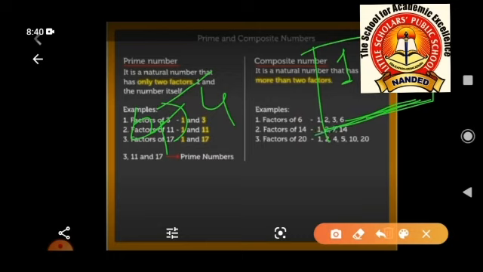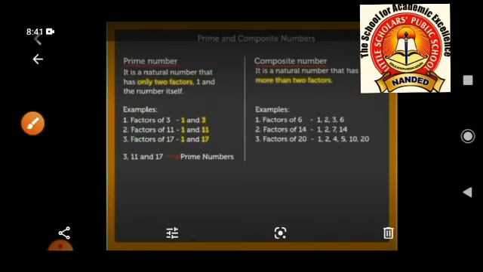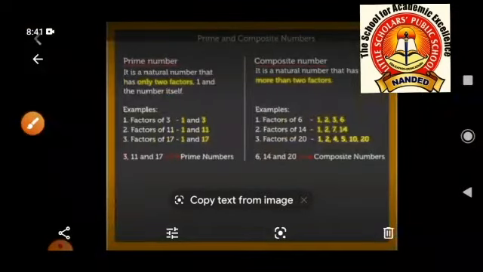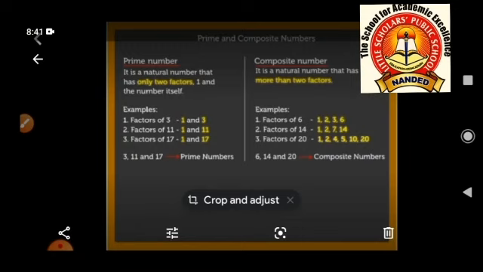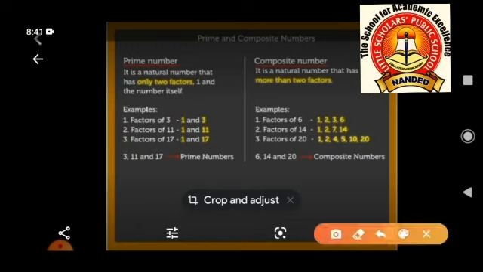Hence, what happened? These 3 factors mean that there are more than 2 factors. Hence, 4 is also a composite number. Getting, students? So the natural number which has more than 2 factors is called a composite number. I hope you all are getting it.